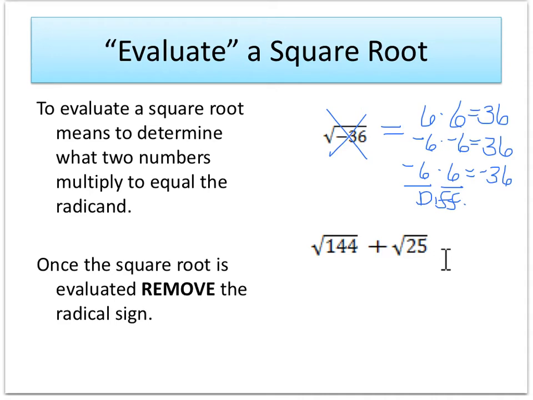So let's try the next one. The square root of 144 plus the square root of 25. The square root of 144 is 12. The square root of 25 is 5. So 12 plus 5 equals 17. Not so bad, right?